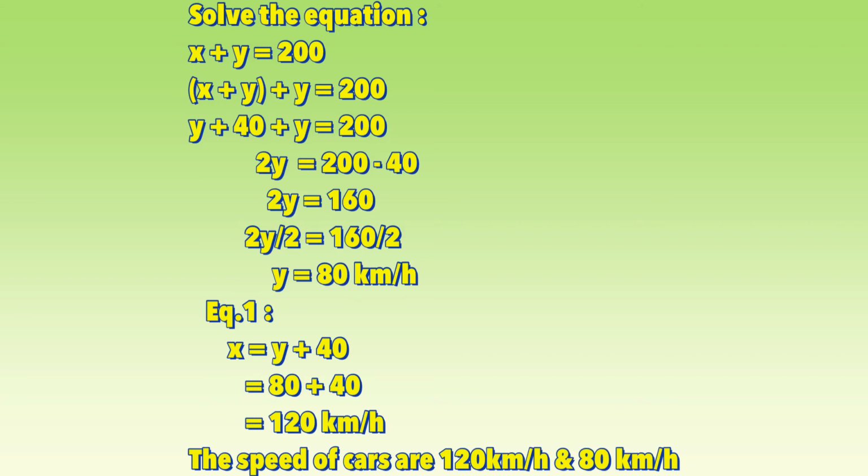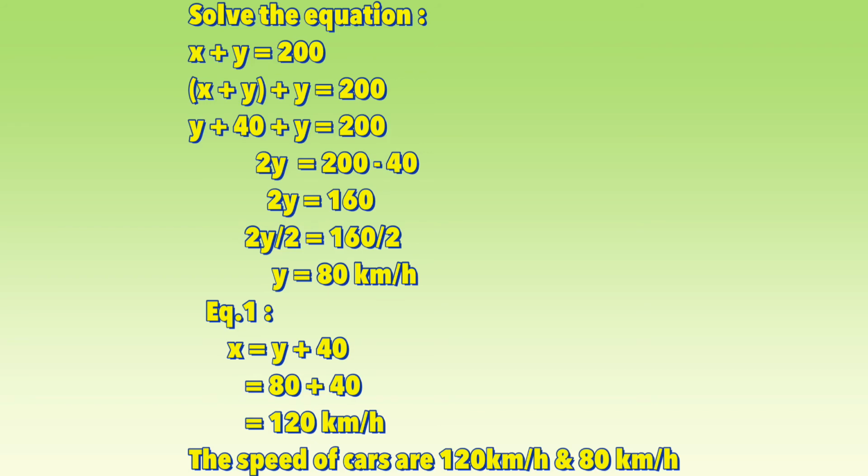Then 2y equals 160, so we're going to divide both sides by 2. So y equals 80. 160 divided by 2 equals 80 kilometers per hour.